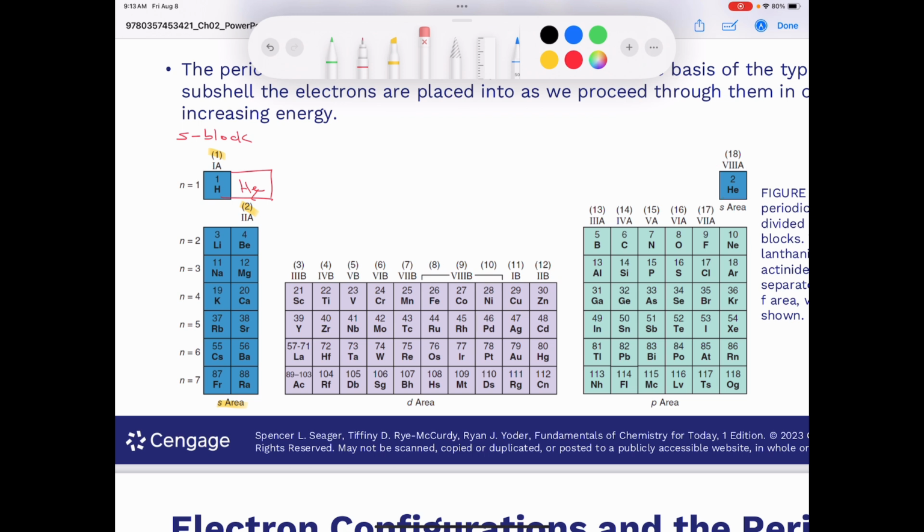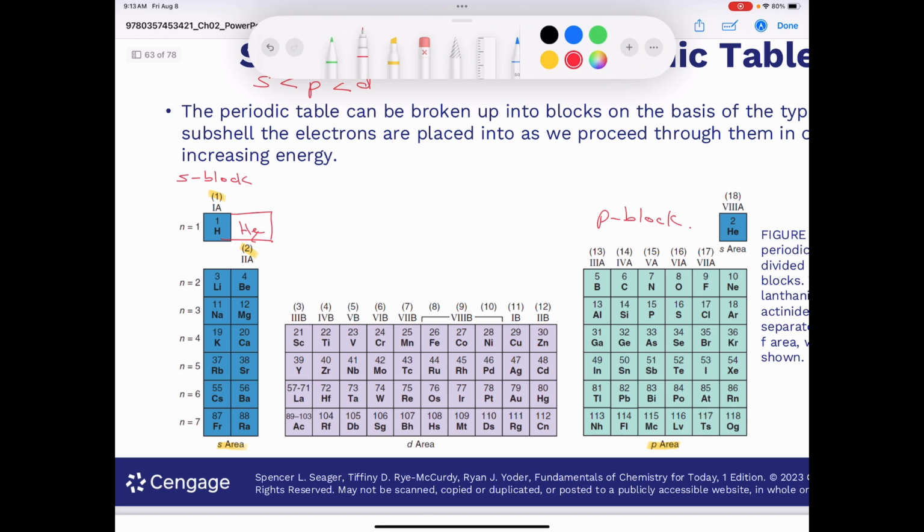Then we have the p block or the p area, which is over here. And again, I like to call it the p block, and that's everything that's in green. And then down below here, we have the d area. So this is what I call the d block, which is where the transition metals are over here like this.